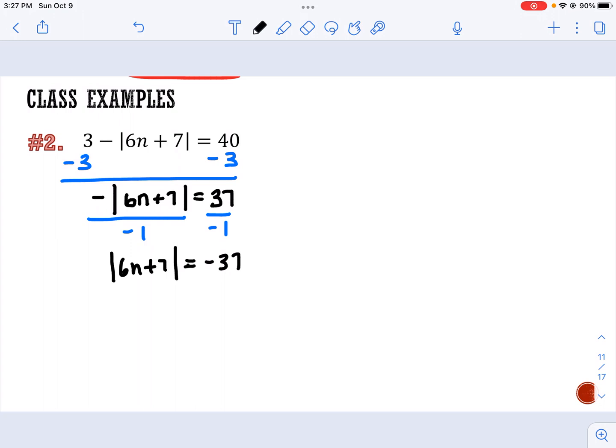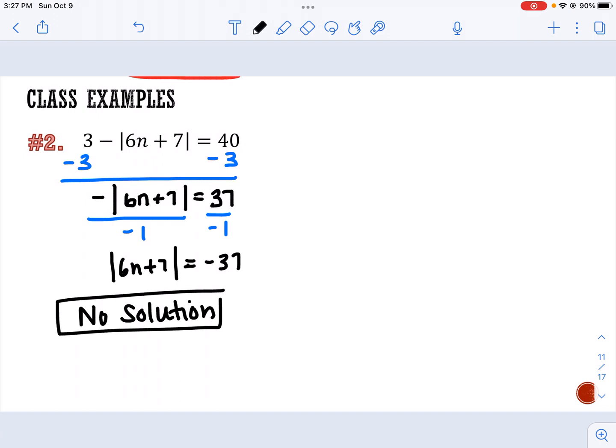And I'm going to pause here and think about that. Can the absolute value of something be equal to negative 37? Good, it can't, right? We can never have a negative absolute value. Distance can never be negative. So once I have an absolute value expression equal to a negative, I know right off the bat, I'm done. All we simply write is no solution.